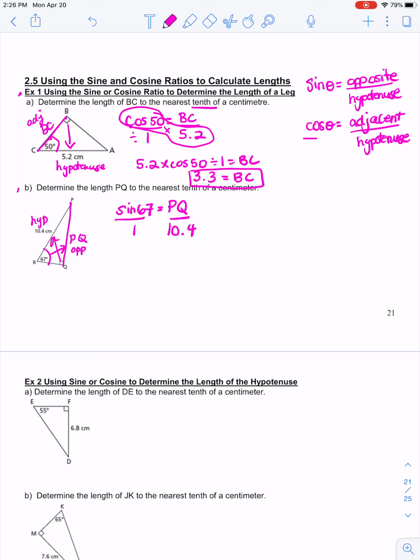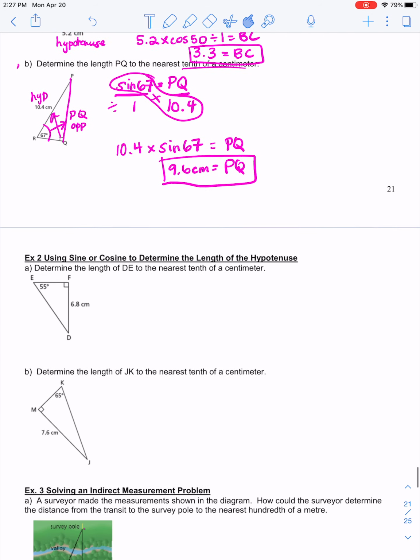Now I have a ratio set up equal to a ratio. I'm going to put sine 67 over 1, and the reason I do that is so that it makes it easier for me to solve for that unknown value, PQ. So in my calculator, 10.4 times sine 67. I'm not going to put divide by 1 because anything divided by 1 is just itself. That gives me, to the nearest tenth, 9.6 centimeters. And I'm just going to set this up a little bit differently here: 9.6 centimeters is equal to side PQ. There we go.